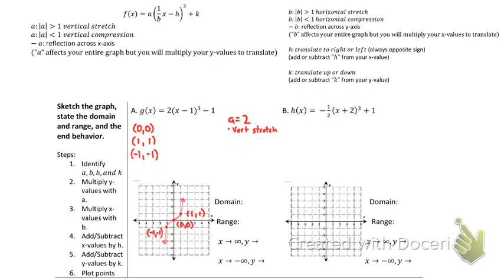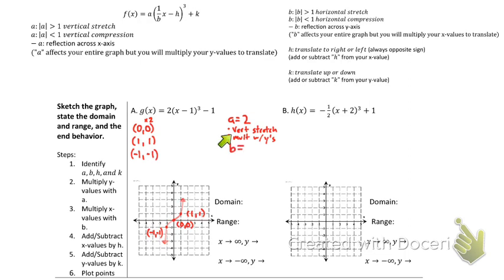And then the other thing I know is, how do I apply my A value? My A value affects my graph by multiplying your Y values. So I'm going to multiply with Y's. Okay? To start that process, I'm going to put my A value here. So I'm multiplying by 2. That's my A value. We are done with A value. Let's go on to B value.